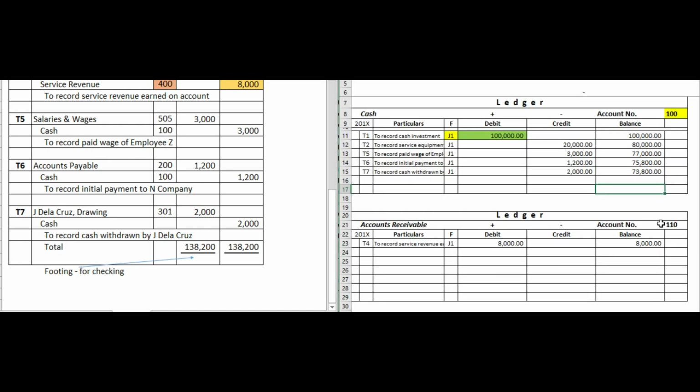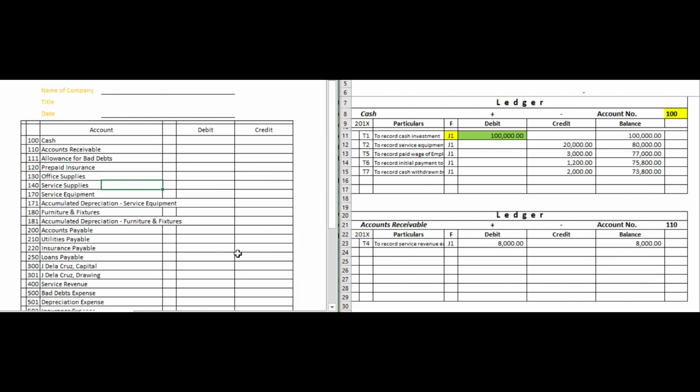Okay. So, start tayo with cash. Again, 100,000 debit minus 20,000, 80,000. 80,000 minus 3,000, 77,000. 77,000 minus 1,200, 75,800. 75,800 minus 2,000, 73,800. Why? Because they are on the credit side. Yung balance natin kanina is a debit. So, dapat mamaya, since balance dito sa journal natin, yung trial balance naman natin na gagawin natin balance.